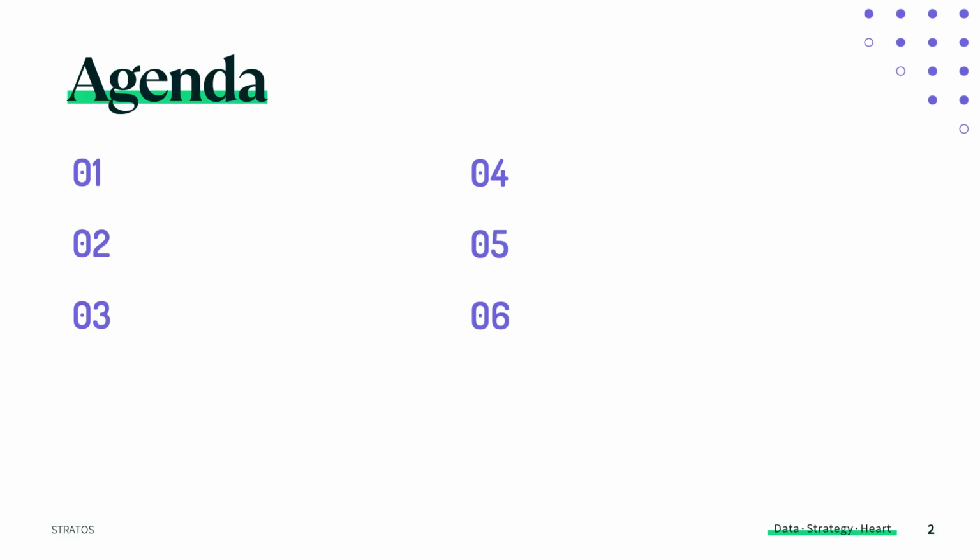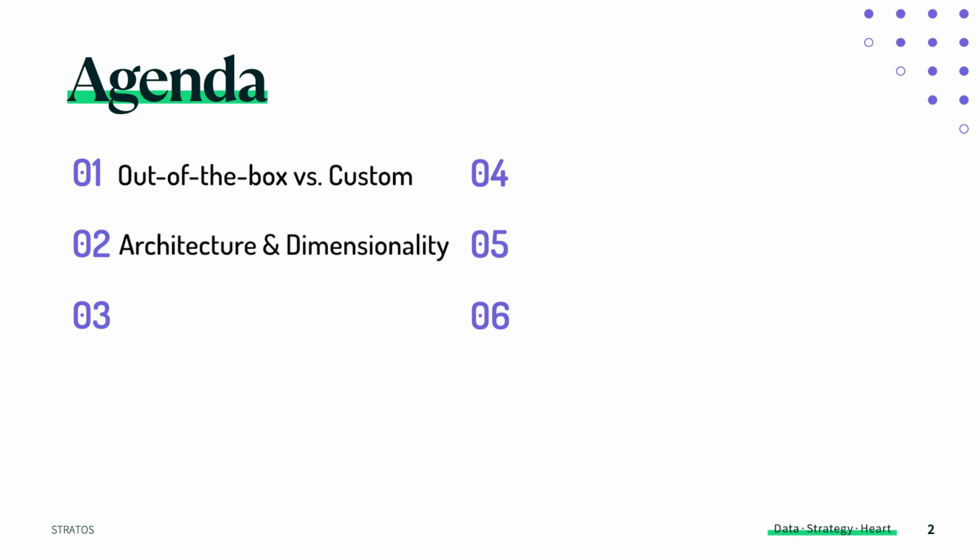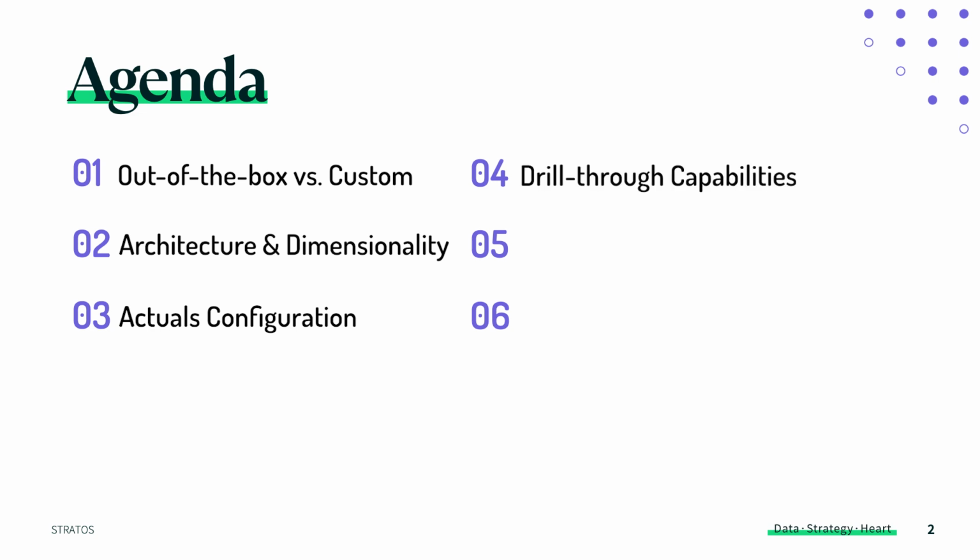To kick things off today, I'm just going to walk through a quick agenda for this video. First, I'm going to start with an overview of what this expense planning module actually does and some of the key differences between Oracle's out-of-the-box capabilities for these purposes versus our custom-built ones. Then we'll get into some of the architecture and dimensionality that's involved in this application. And then we'll move on to show how actuals are configured in this application, along with what drill through is and how that works. And then we'll wrap up with looking at some of the input forms, along with showing some of the reporting capabilities that are possible in this application.